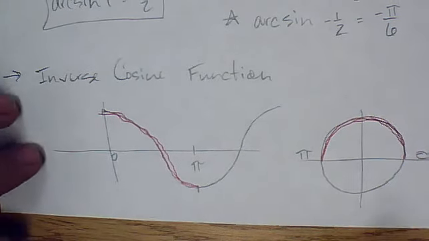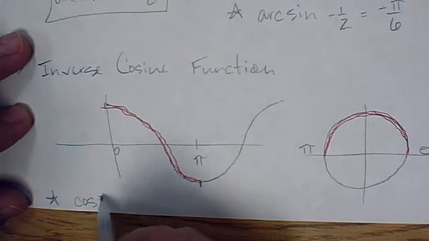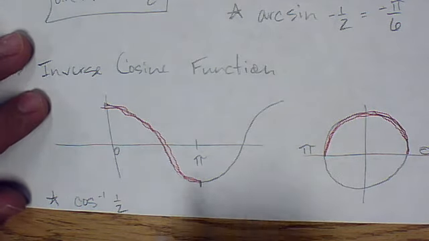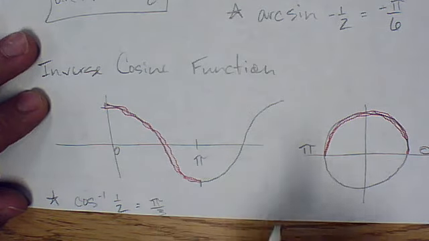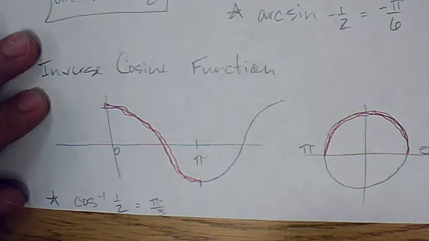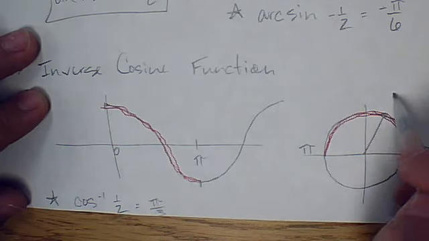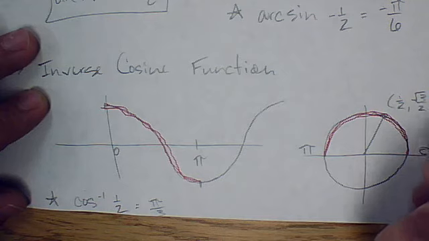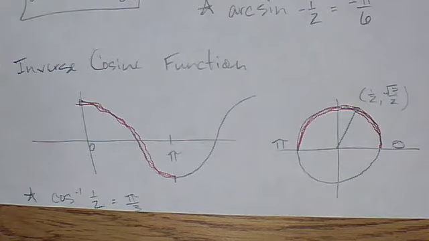So an example here would be, what is the inverse cosine of 1/2? That would be pi over 3. In other words, at what angle is the cosine 1/2? So that's right there at pi over 3. And then the last one is the inverse tangent.